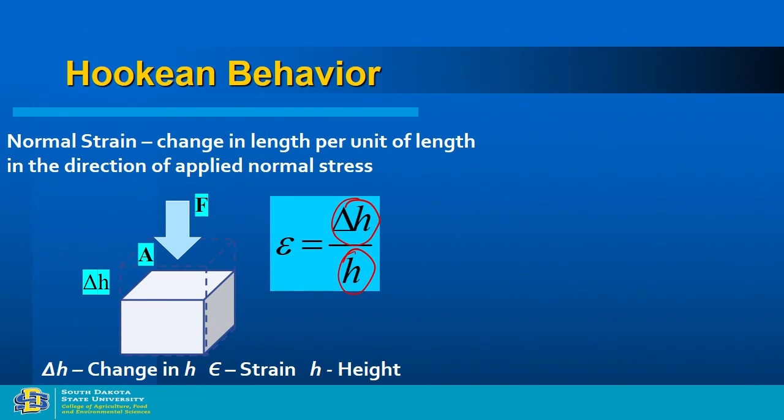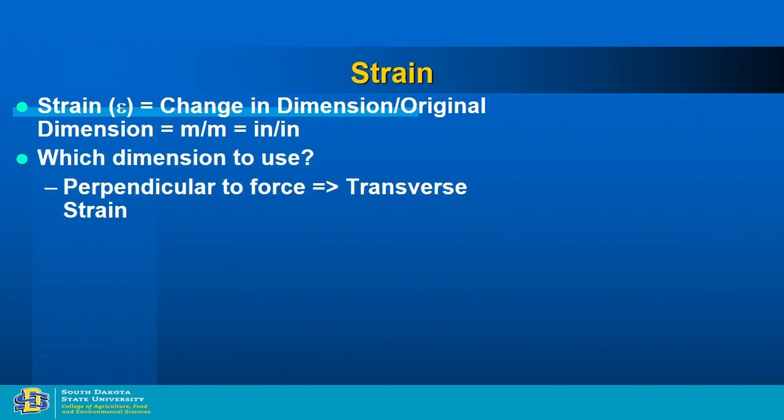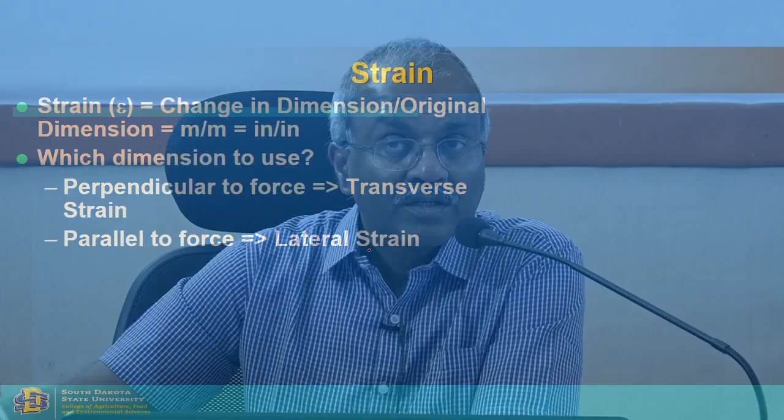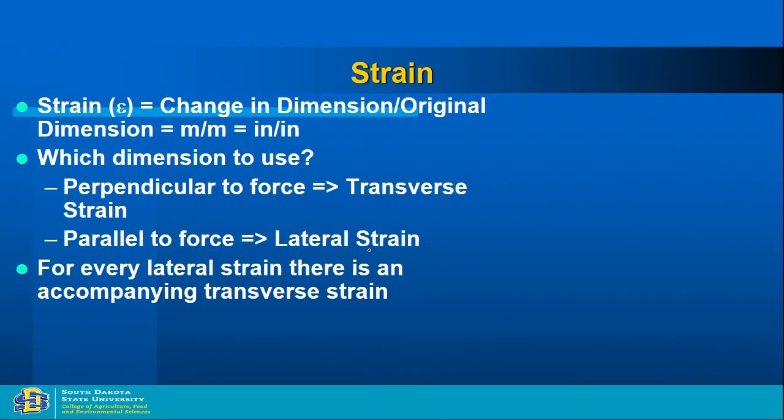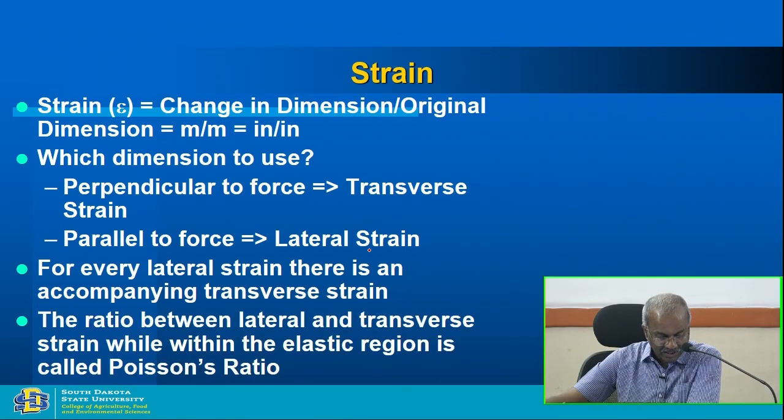So this is called the longitudinal strain. Perpendicular to the force, it's a transverse strain. If it is parallel to the force, then lateral strain. The ratio between the lateral strain and transverse strain is called Poisson's ratio. So for every lateral strain, there is an accompanying transverse strain, and that's called Poisson's ratio.